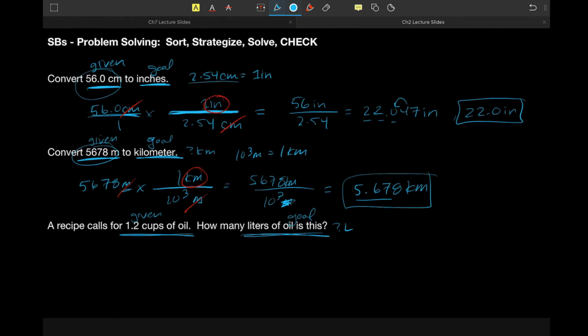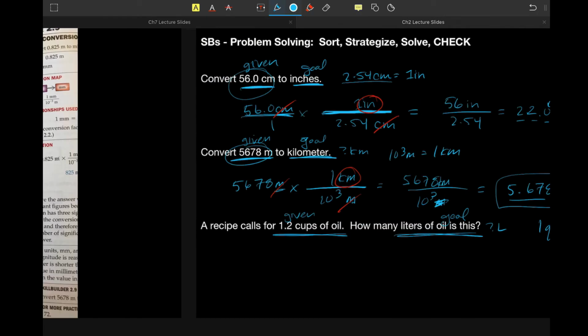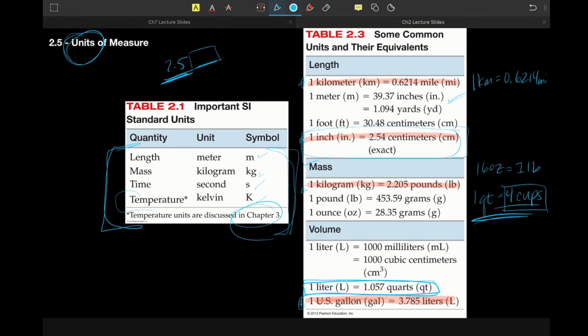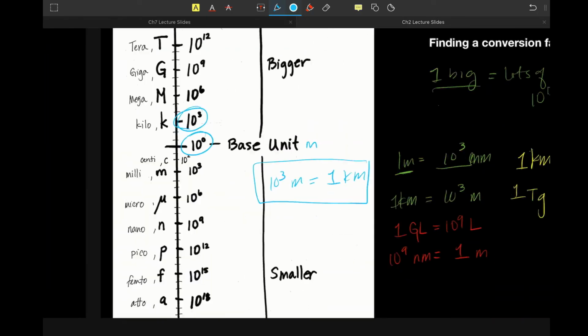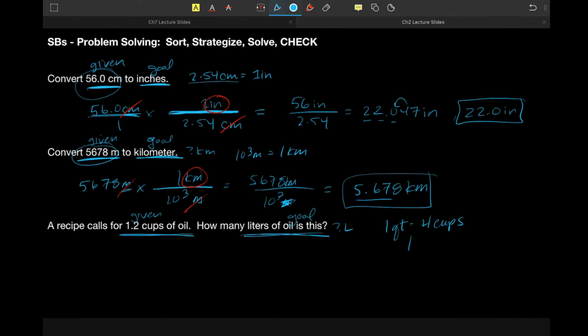So 1 quart is equal to 4 cups. And I know that, what did that measurement say? 1 liter is equal to 1.057 quarts. Now, obviously, this one is not on the list of memorized conversion factors. So if I gave you this problem, I would supply you with that conversion factor, right? Or odds are I'd give you a handful of conversion factors and you'd have to figure out which ones are useful.